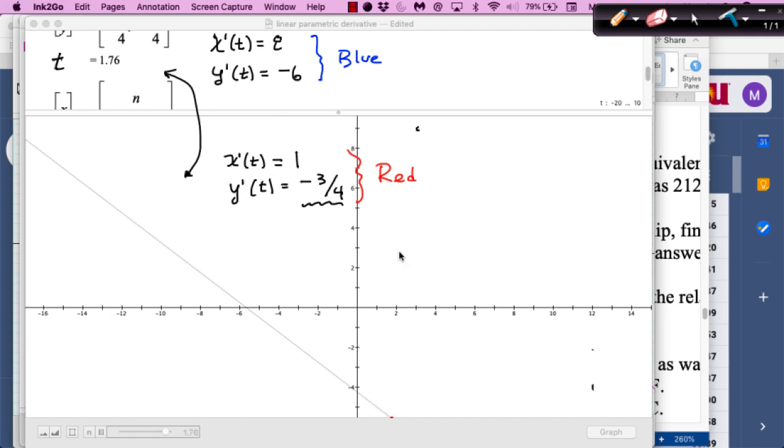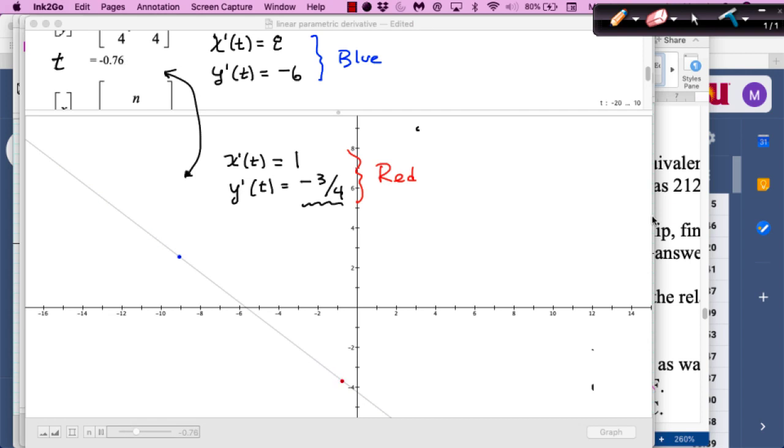But put in all real numbers for t in both functions, and what will happen? You'll get the whole line, right? You put all real numbers in the blue version and all real numbers in for the red version, and you'll get all the points. It's just that for a change in t, you get bigger intervals of the line with the blue version than you do with the red version. And that's everything to do with the rate of change, right? For a change in t, how much does x change? How much does y change?